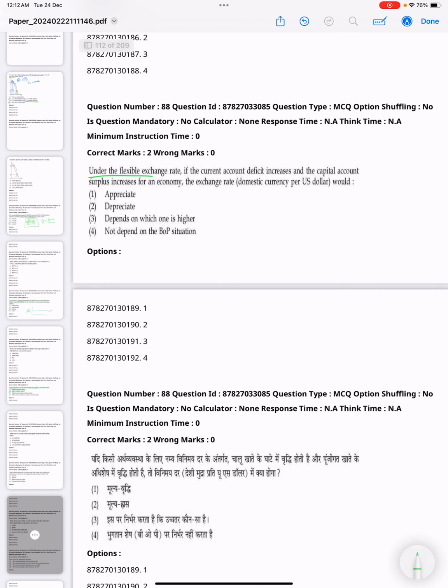Under the flexible exchange rate, if the current account deficit increases and the capital surplus increases for an economy, the exchange rate would... Okay, so if the current account deficit, CAD, is increasing, our currency should depreciate. Whereas if the capital account surplus is increasing, this means our currency is appreciating. So the final impact would depend on which of the forces is higher.